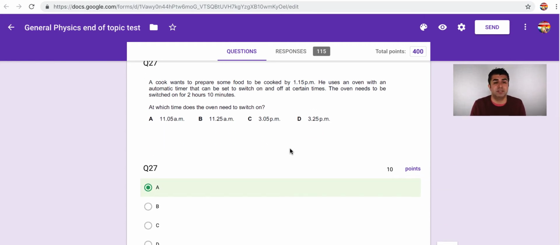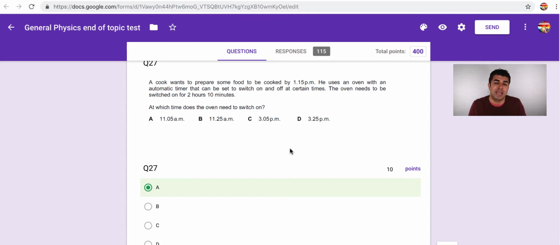Question 27. A cook wants to prepare some food to be cooked by 1:15 p.m. He uses an oven with an automatic timer that can be set to switch on and off at a certain time. The oven needs to be switched on for 2 hours and 10 minutes. At which time does the oven need to be switched on?